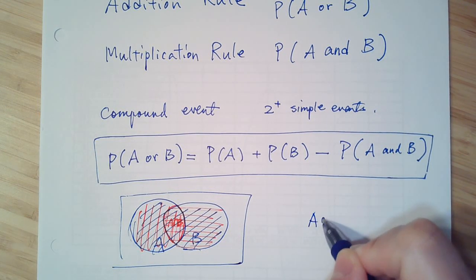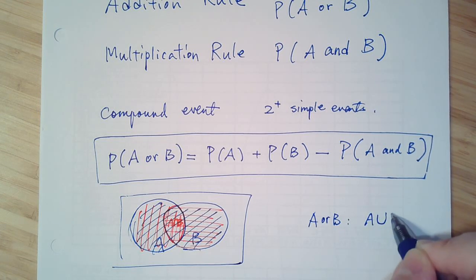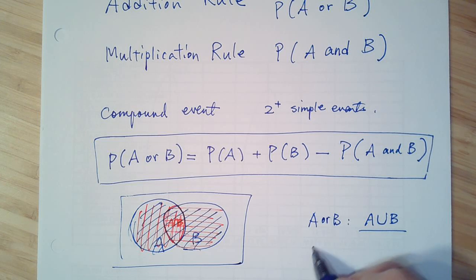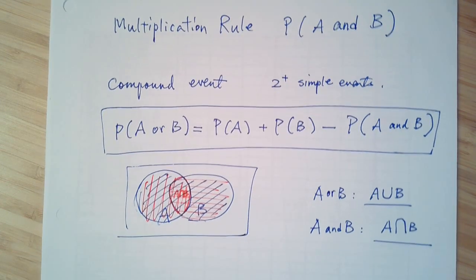A or B, sometimes we write A union B. It's just the notation. The other one, A and B, means both. That's A intersect B. So those are the two different notations that I hope you can get familiar with.